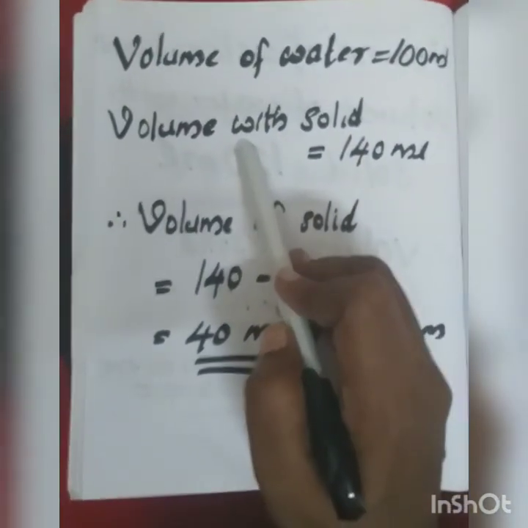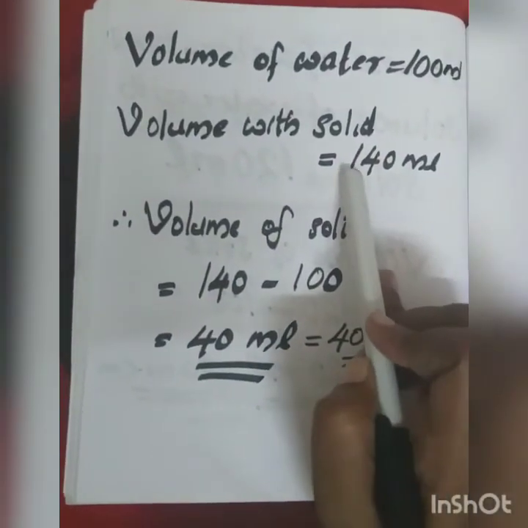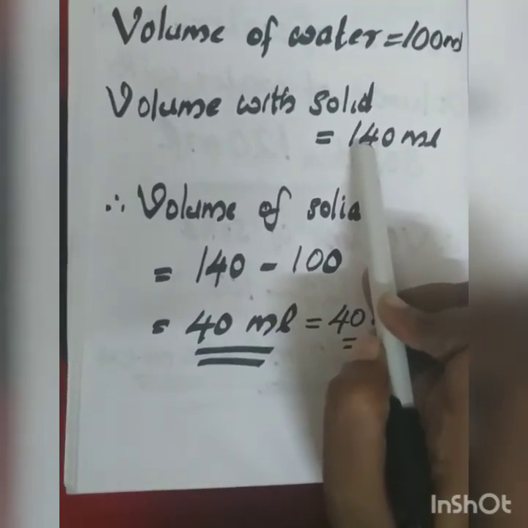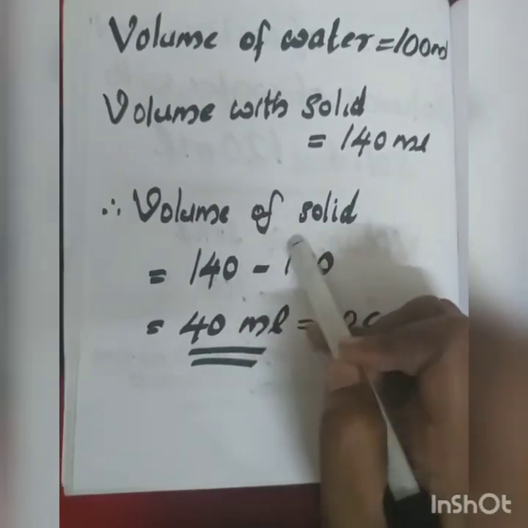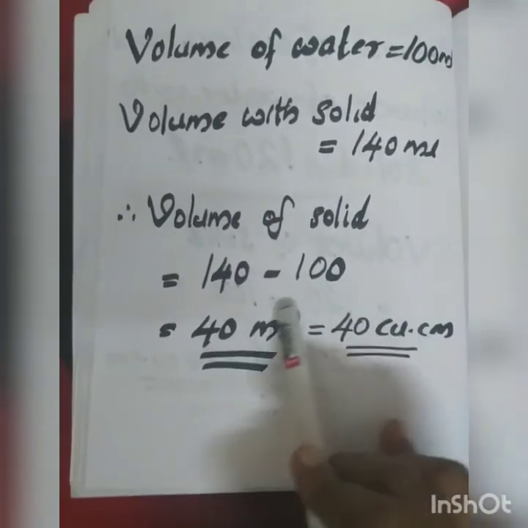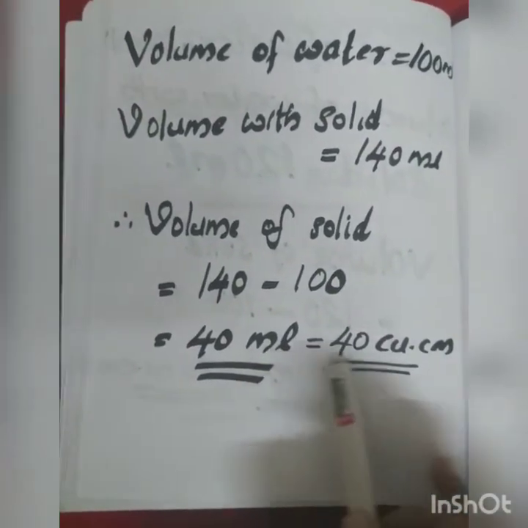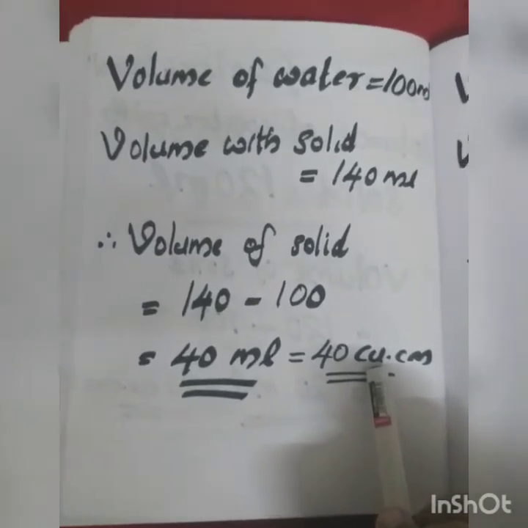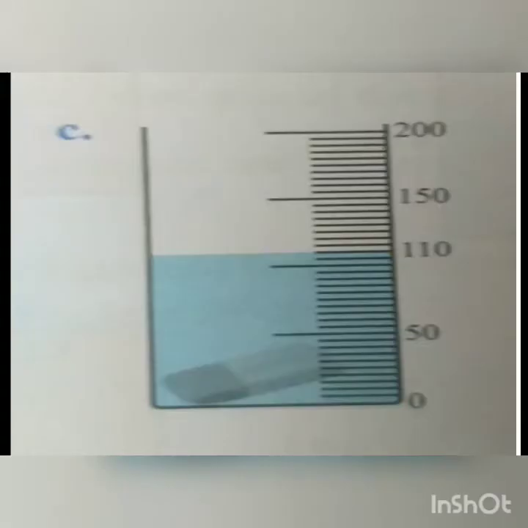Now here we dropped the solid, and the water level rose to 140 ml. So we want the volume of the solid alone, that is equal to 140 minus 100, 40 ml. Now taking the relation, 40 ml can be written as 40 cubic centimeter. So what is the volume of the solid? 40 cubic centimeter.